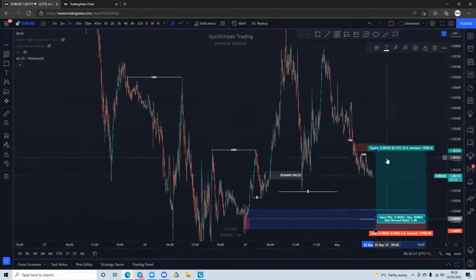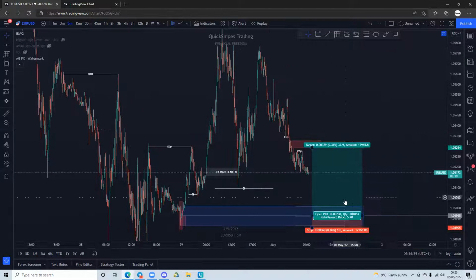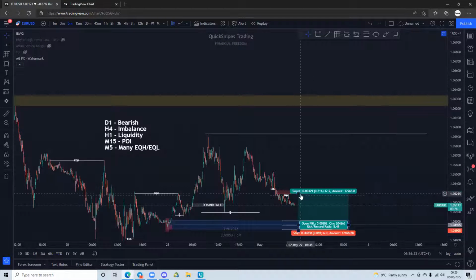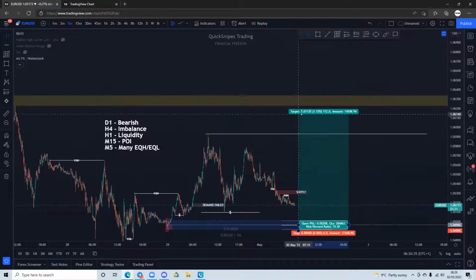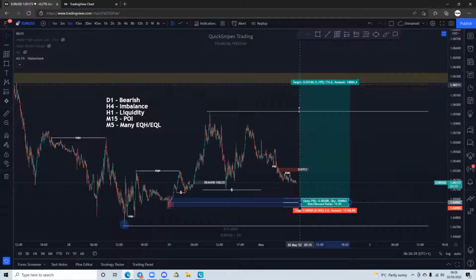However, should I get there, I'd be looking, so I'd risk 1%. Should I get there, I'd be looking to close half the trade and let the rest run all the way to the imbalance. So my next take profit would be here. I'll close a bit more of the trade there and run all the way to the imbalance.